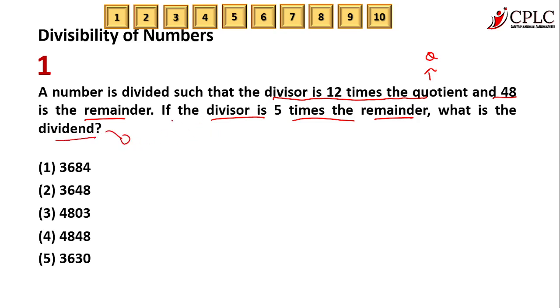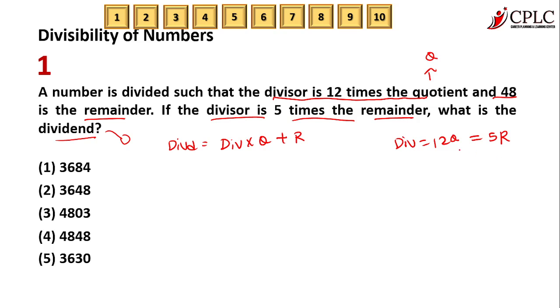Okay, fair enough. So we know the formula: dividend is equal to divisor into quotient plus remainder, which is what we have studied earlier. But they have given the condition for the divisor, and this divisor they are saying is 12 times the quotient. I do not know the quotient, so I assumed it as q. And they also said that the same divisor, which is 12 times the quotient, is also 5 times the remainder.